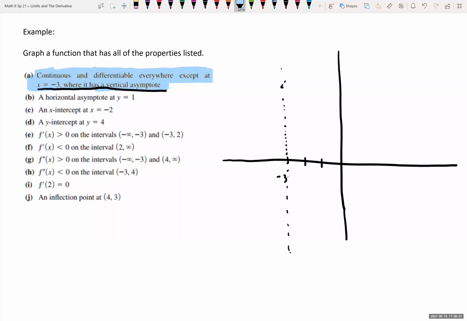And then looking at this, it tells us that we have a horizontal asymptote when y is 1. So looking at when y is 1, we have this horizontal asymptote in here. We have an x-intercept at -2. Let's plot that point. We have a y-intercept at 4. So let's put that point in here.